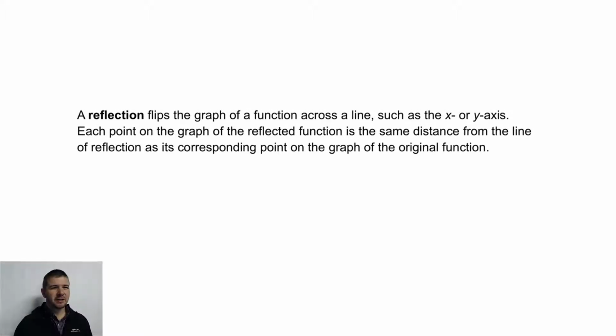A reflection flips the graph of a function across a line such as the x or y axis. Each point on the graph of the reflected function is the same distance from the line of reflection as its corresponding point on the graph of the original function.